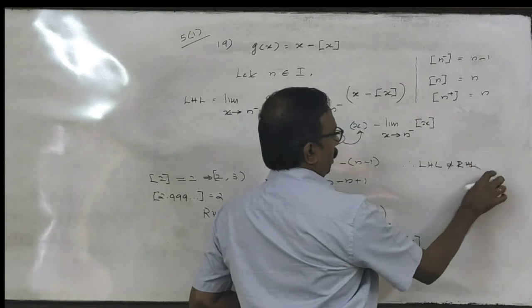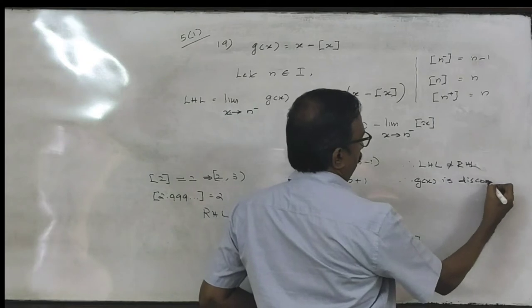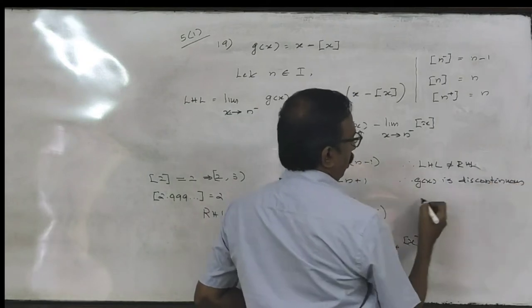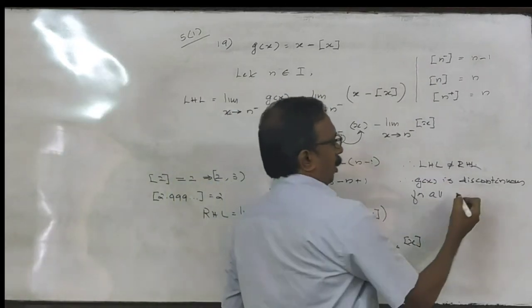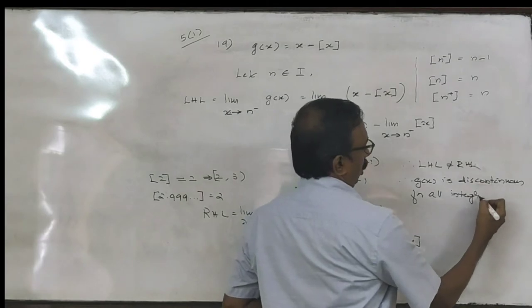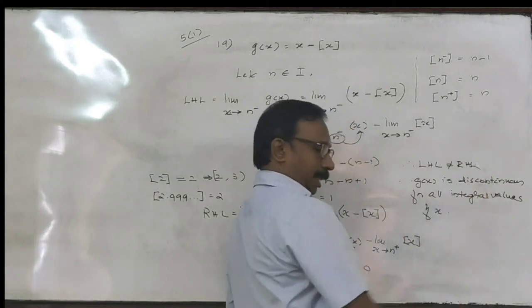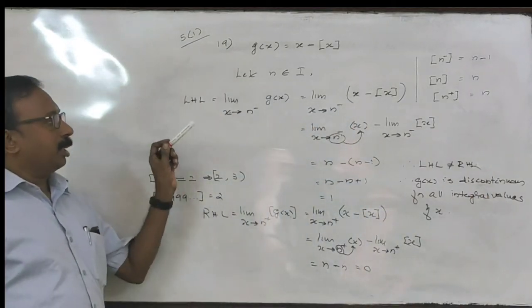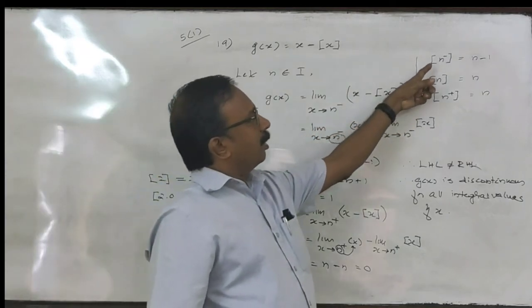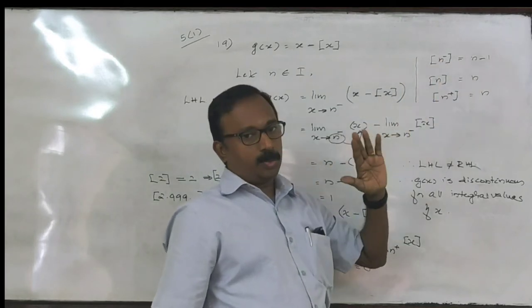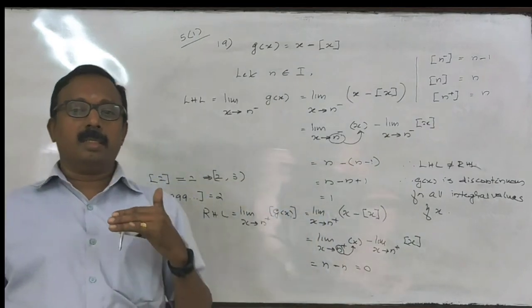Therefore, LHL is not equal to RHL. Therefore, g of x is discontinuous for all integral values of x. The function is a discontinuous function at integral values. But I want to add one thing: greatest integer n minus is n minus 1, greatest integer n is n, greatest integer n plus is n itself, isn't it?